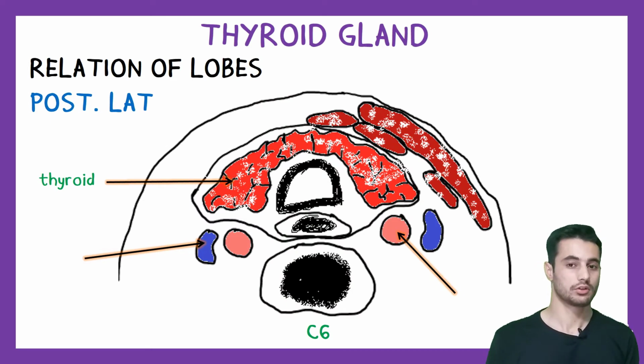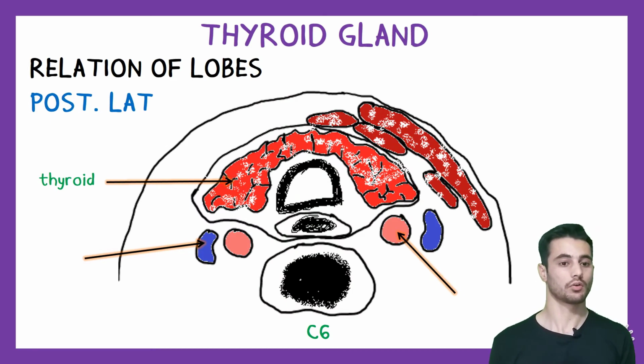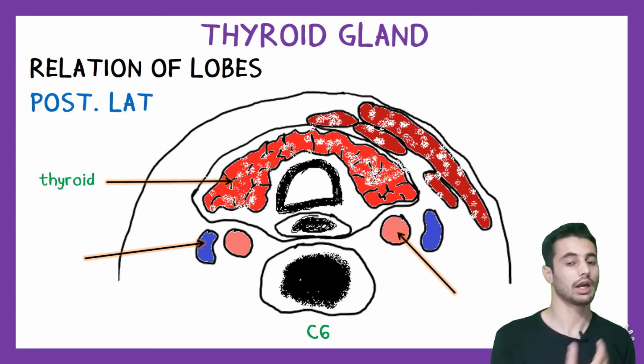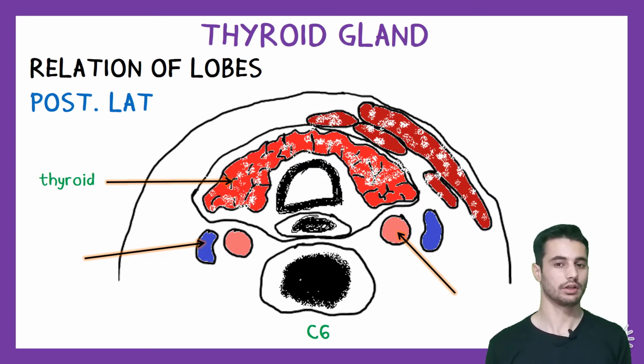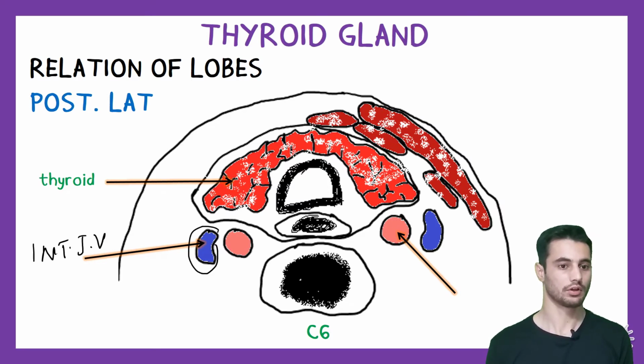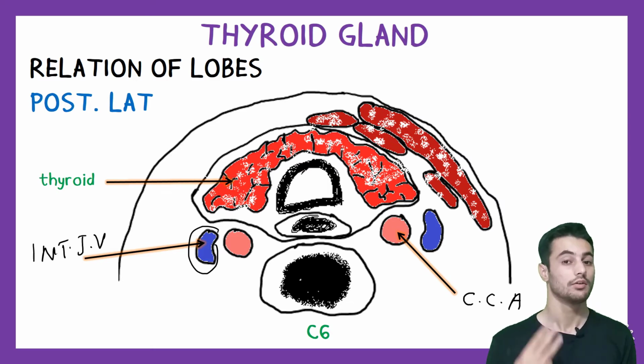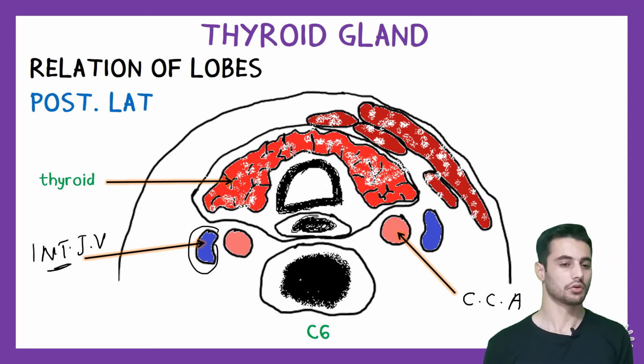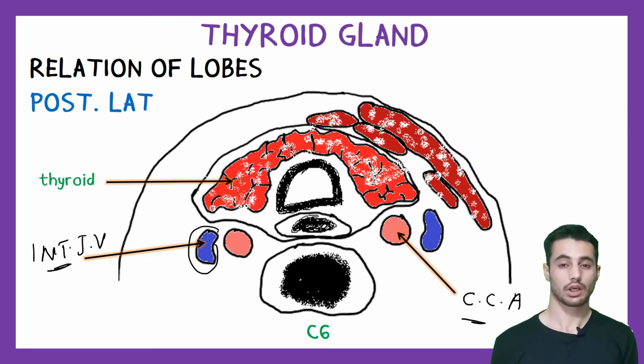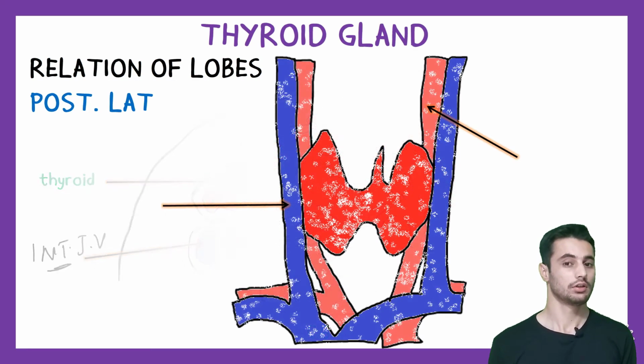Let's have a look at the posterolateral relation of the thyroid gland. What is posterior and lateral to this gland? Very easy to understand. There are two major vessels posterolaterally to this gland: the internal jugular vein, have a look, this one, and the common carotid artery. The common carotid artery also includes the carotid sheath. So posterolaterally, we have three structures: the internal jugular vein, the common carotid artery, and the carotid sheath.